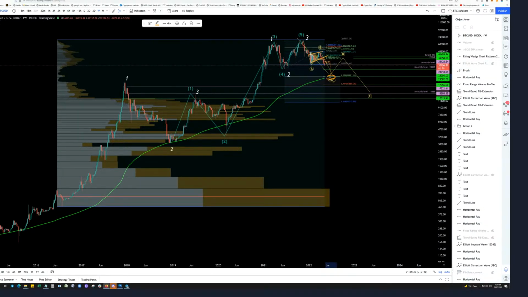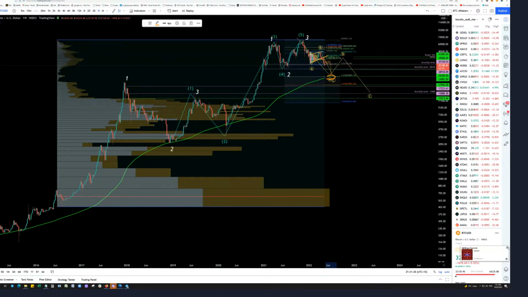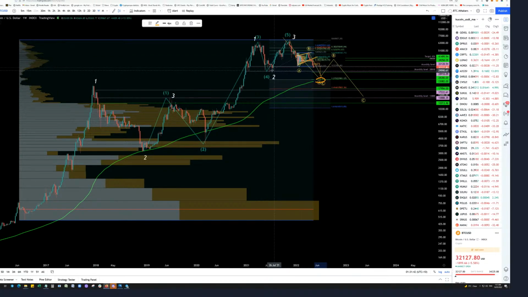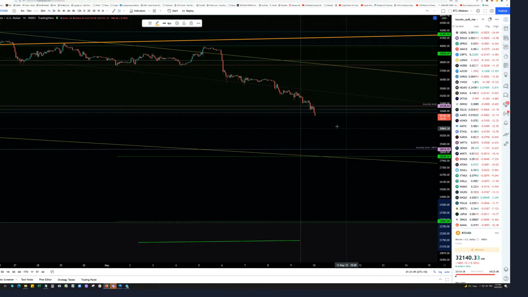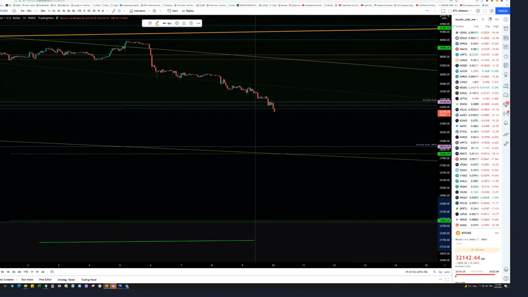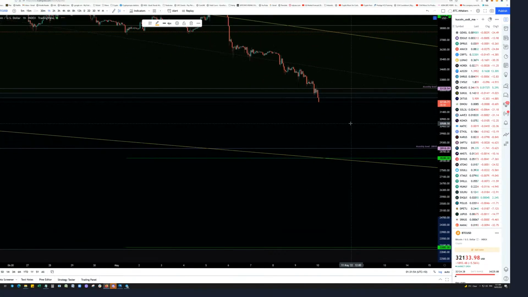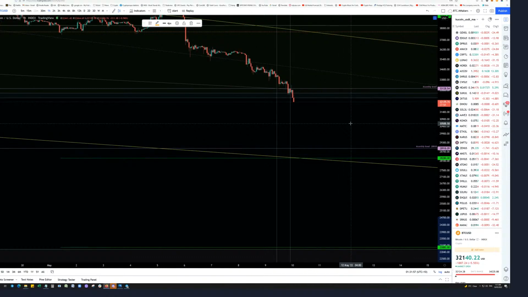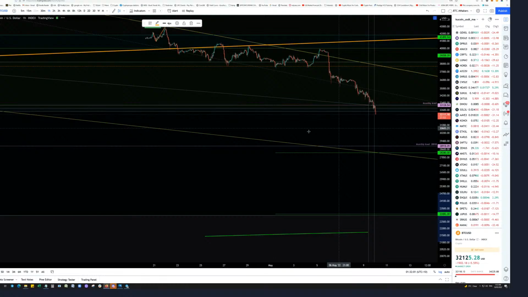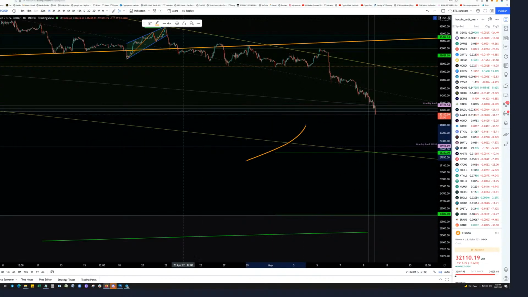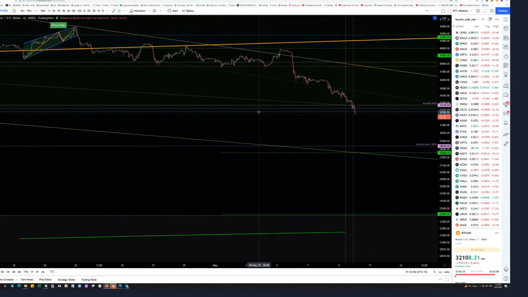What is it right now? 32,000. Yeah, it wouldn't surprise me if it comes all the way down to the monthly bottom. Oh, it's dropping still. That's nasty. People, you need to put your lines and find your exit points, because you never know what it's going to do. This is nasty. What a shame.